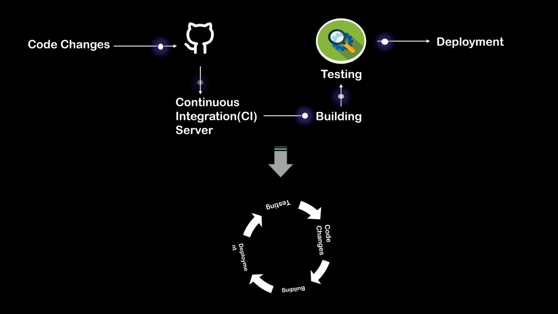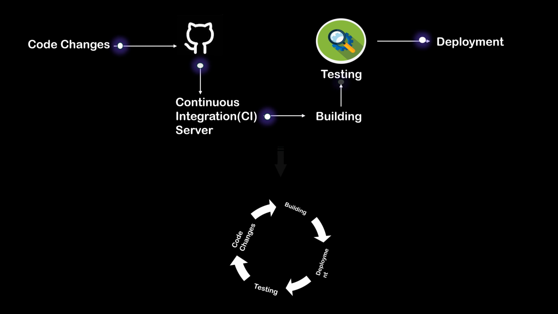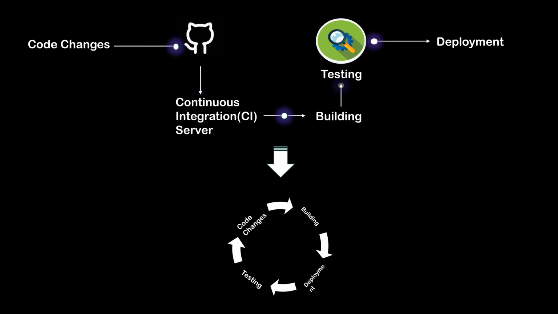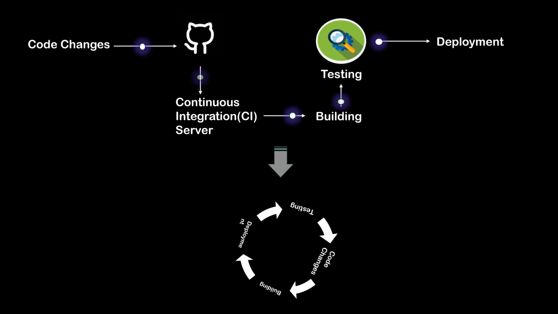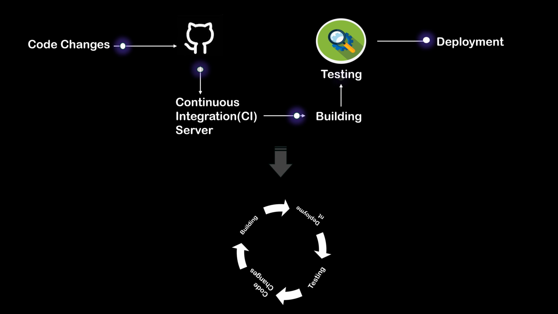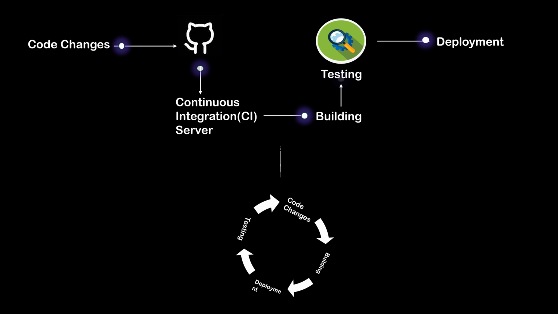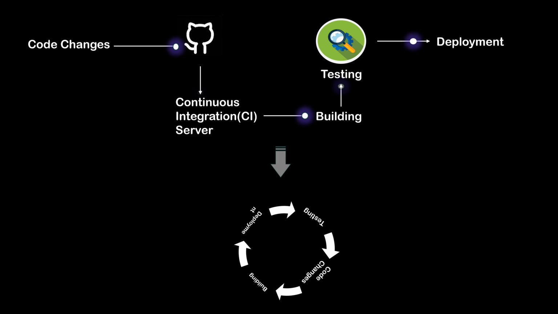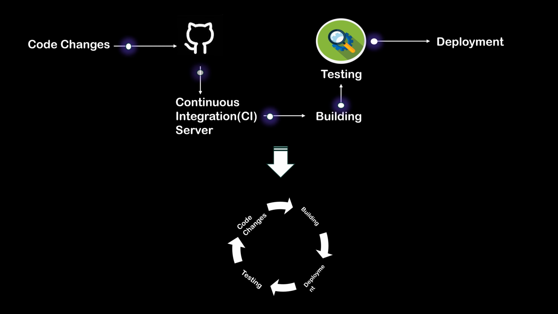In the building task, code will be compiled and converted into executable software, and then the compiled code will be packed into executable formats such as a Java file or container image. In testing, our code will be tested, in which each component of the code will be tested. For example, if you have written an addition function for your code, then it will be tested by adding two numbers. It will return the correct output or not. For example, it will check whether 2 plus 2 equals 4 or another number.